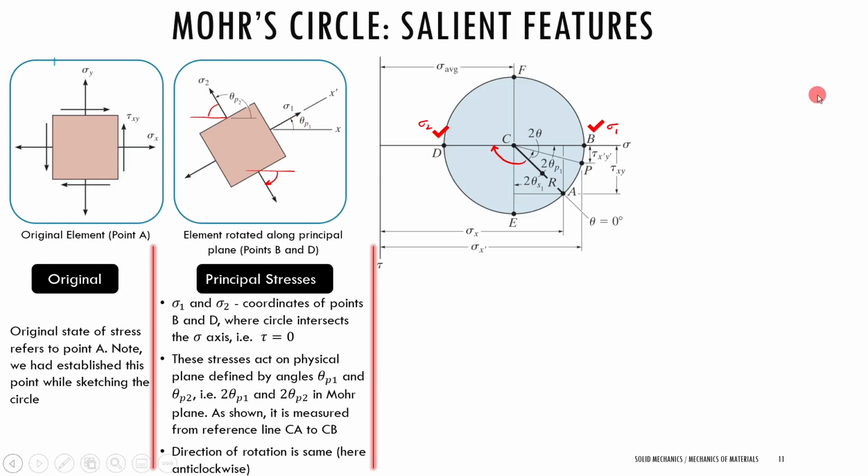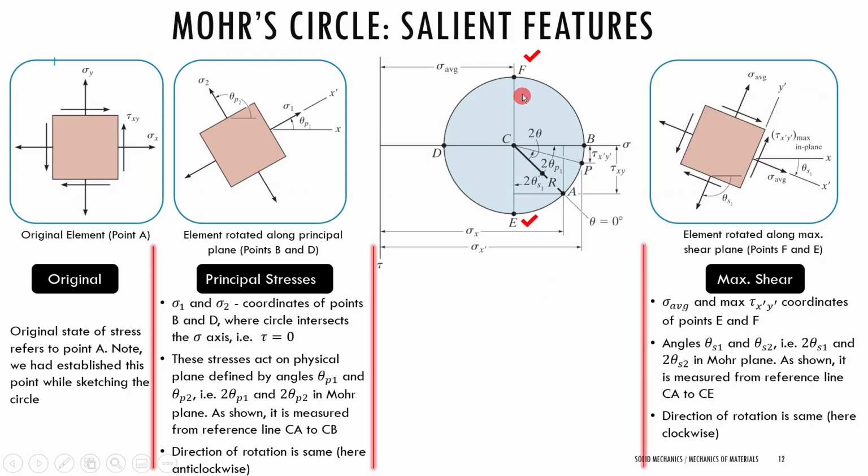So the next point is the maximum shear, these 2 points over here. For this maximum shear, you see from here I had to go through a clockwise rotation of 2 theta s1. Why 2 theta? Because in the original plane it will be theta. So these are the points of the absolute shear that you have.